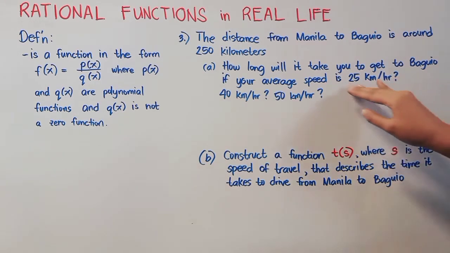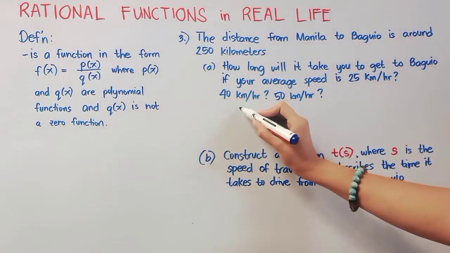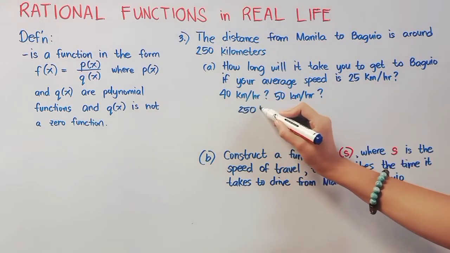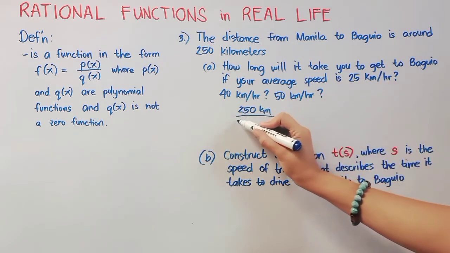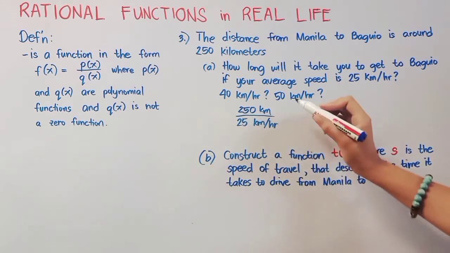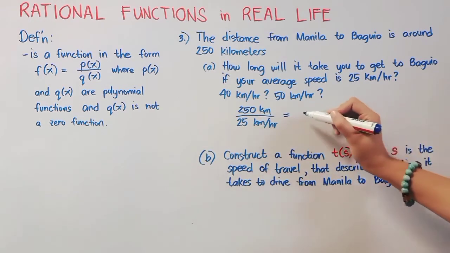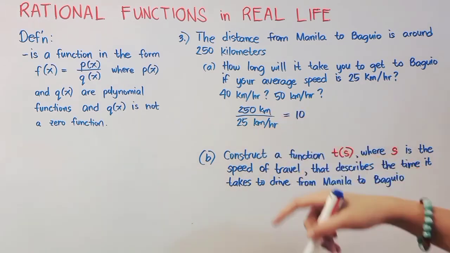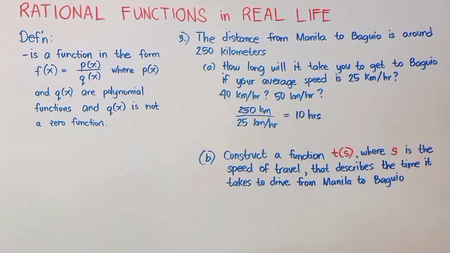Let us start with 25 kilometers per hour. If the distance from Manila to Baguio is fixed at 250 kilometers and you are running a speed of 25 kilometers per hour, that means to say we will simply divide here 250 to 25. That will give us 10. Now the same unit here will be cancelled, so what's left is hours. So it will take us 10 hours to get to Baguio if our average speed is 25 kilometers per hour.